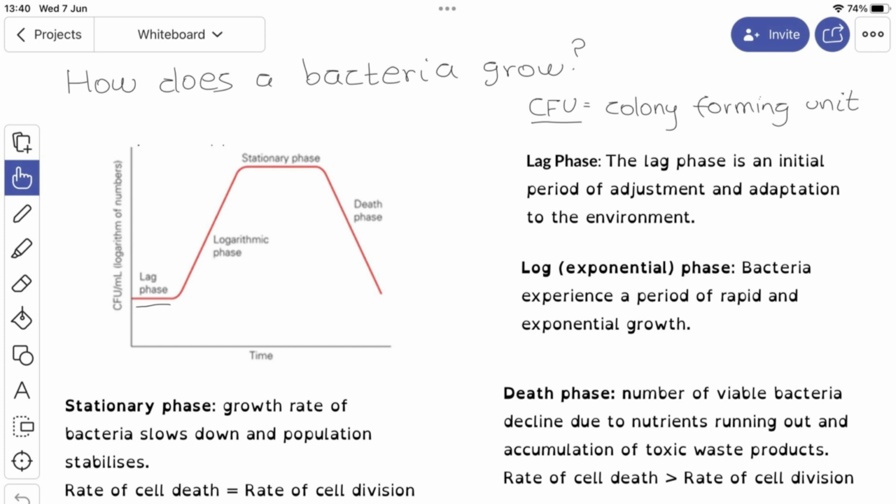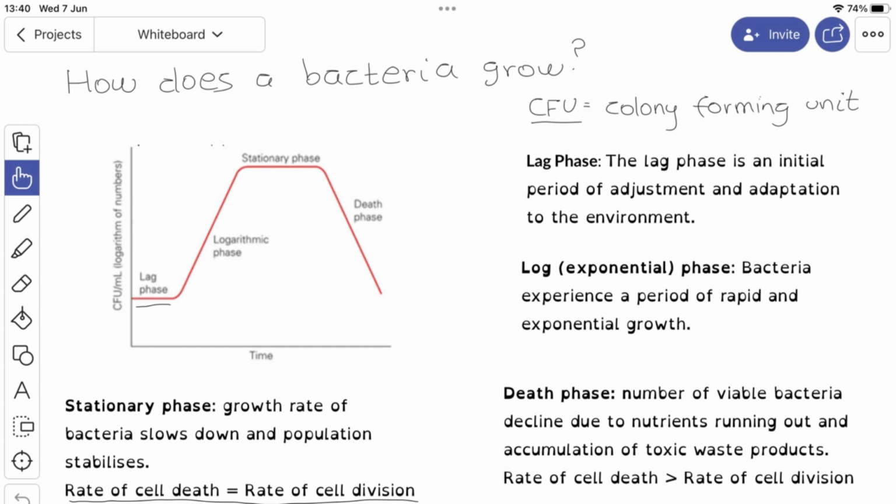So you can see in the stationary phase, the population size is quite high, but it's no longer increasing as it was in the logarithmic phase. So in the stationary phase, the growth rate of the bacteria slows down and the population stabilizes. The rate of cell death is equal to the rate of cell division. Very important here. And then finally, you have the death phase.